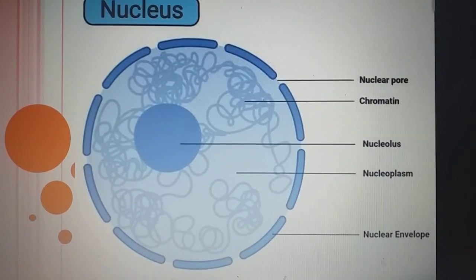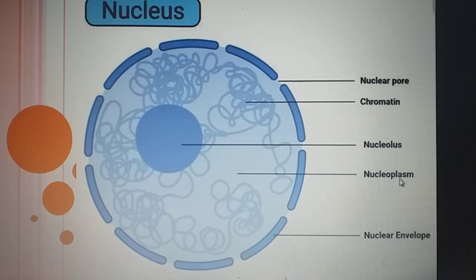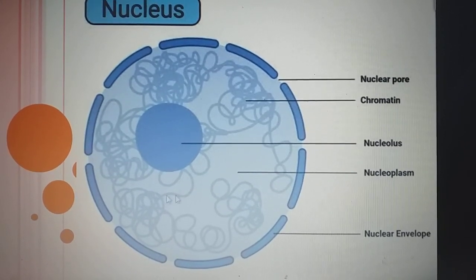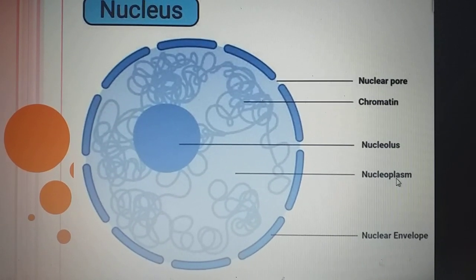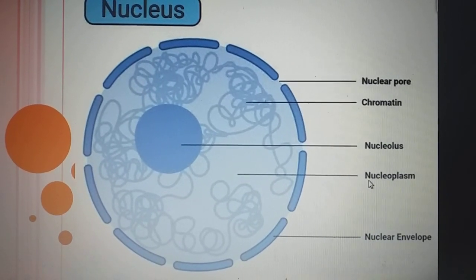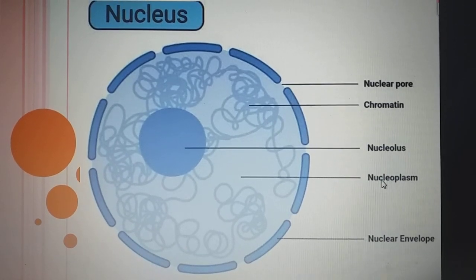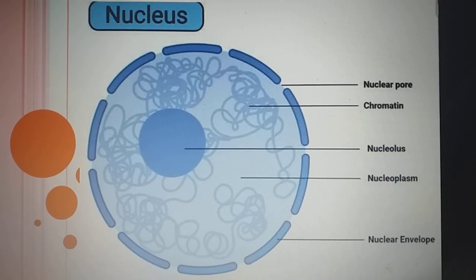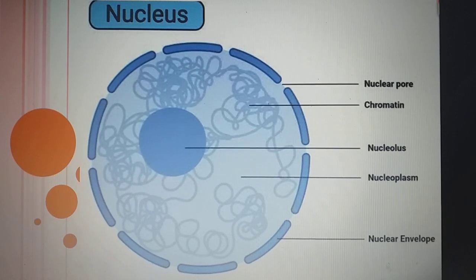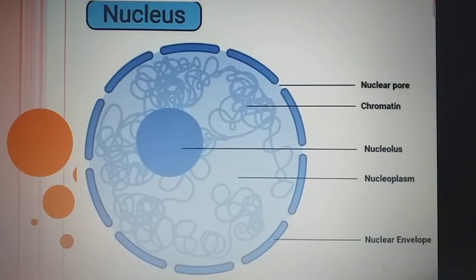Next we will study the nucleoplasm. See here, this inner content or the liquid present inside the nucleus is known as the nucleoplasm. Nucleoplasm is also known as the nuclear sap. It is a colorless, dense sap found inside the nucleus in which chromatin and nucleolus are suspended.